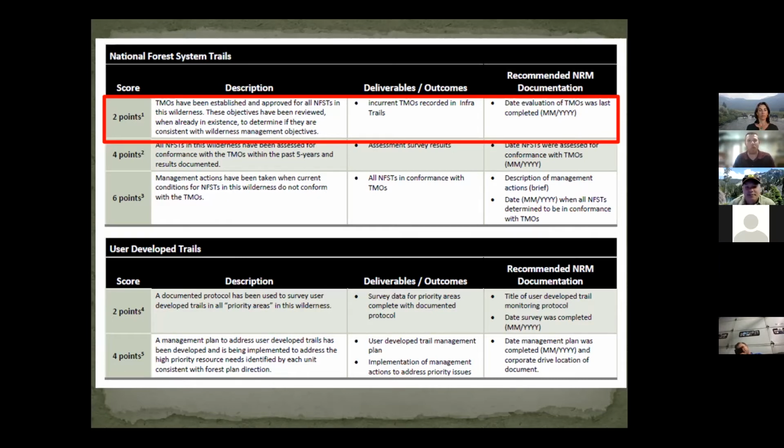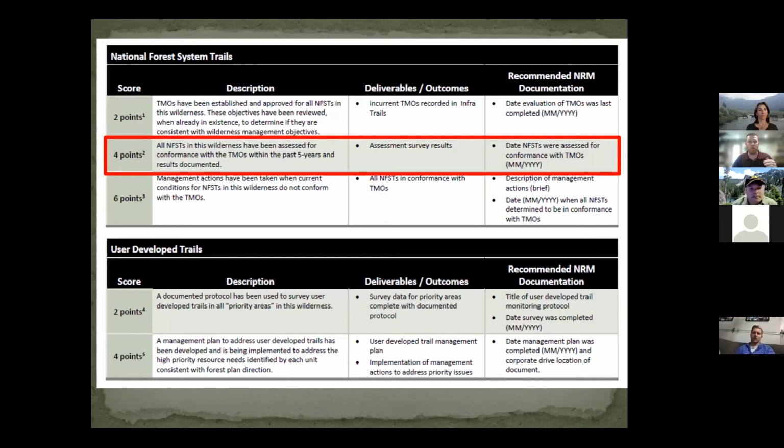And you can score points by completing some of these processes. So if you read that, TMOs have been established for all the trails in the wilderness. The objectives have been reviewed, when they're already in existence, to determine if they're consistent with wilderness management objectives. So all that stuff that Brenda led out with, you've developed that TMO and you've evaluated what's in that TMO to make sure it's consistent with wilderness management. Next slide.